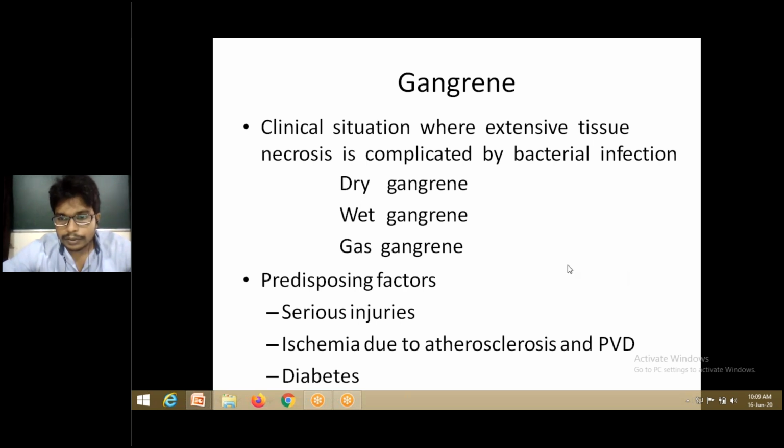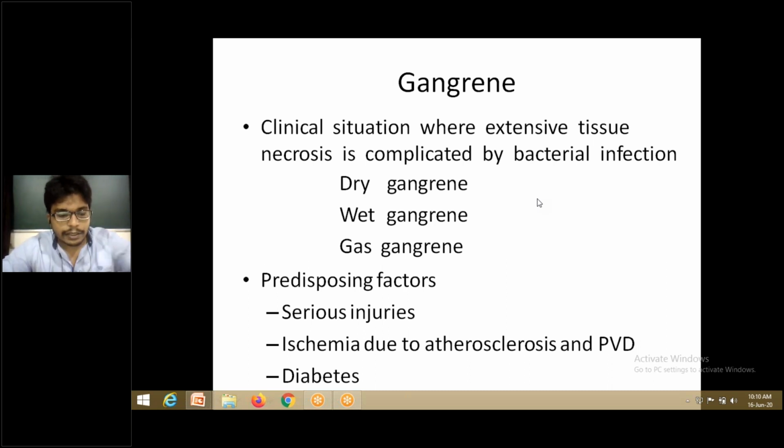These are because of decreased blood supply; dry gangrene may be present, and in diabetic patients, because of decreased venous return, wet gangrene may present along with infection. Wet gangrene is the more dangerous. In dry gangrene, only the blood supply is absent. Infection may or may not be present, but in wet gangrene, infection is always present. Gangrene is a clinical situation where extensive tissue necrosis is complicated by bacterial infection.